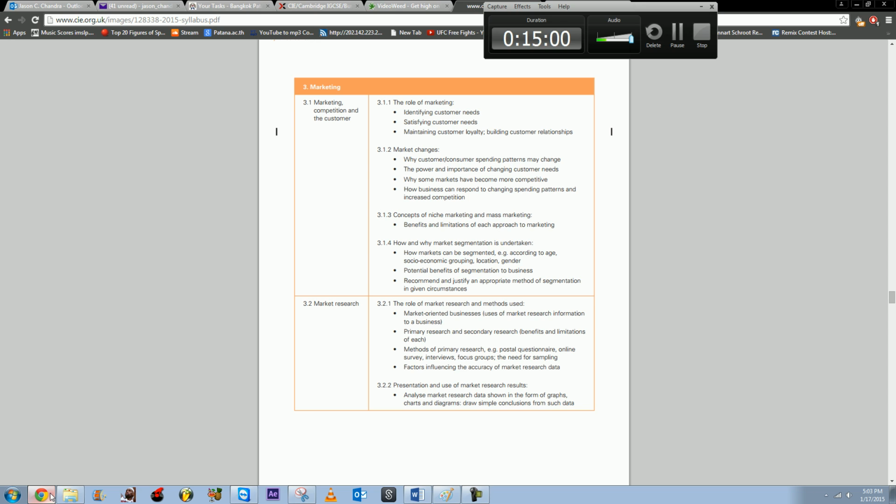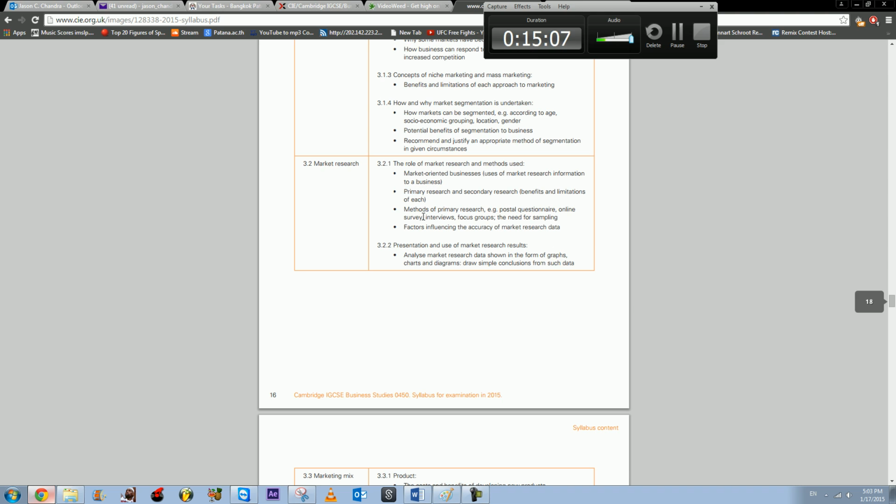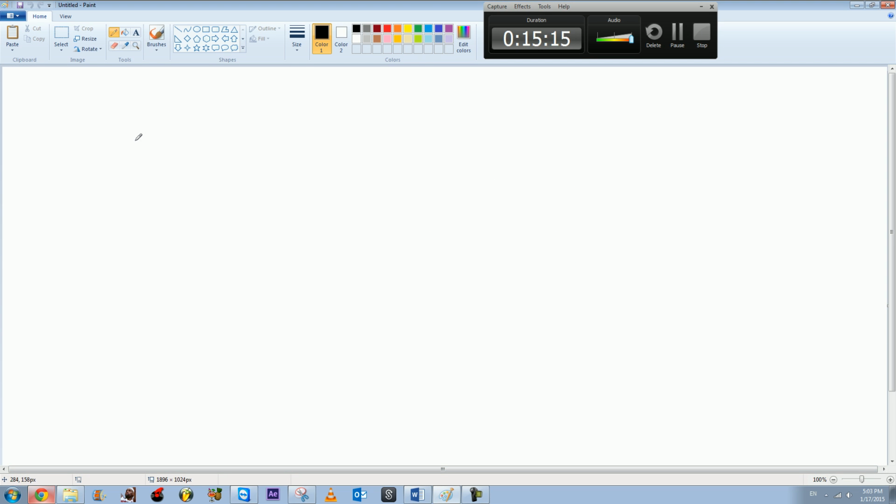Okay, so it's almost done. Factors influencing the accuracy of research data. And I should mention this like during the 15 minutes earlier. For a sample, it's like the carefulness, how careful the sample was drawn up.